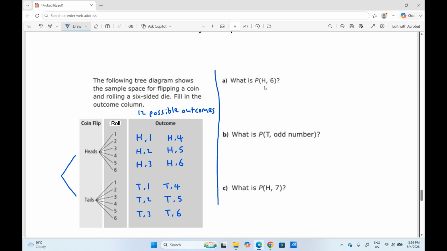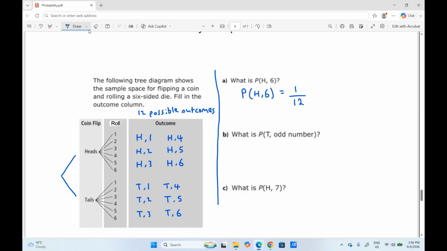For A, it asked me what is the probability of H comma 6, meaning what is the probability of flipping a coin, getting heads, and then rolling a dice and getting 6. Well, if you look on the sample space here, there's only one possible outcome where I can flip a coin and get heads and then roll a dice and get 6. Only one possible outcome. So the outcome that I want is going to be on the top. And it's always going to be divided by my total possible outcomes. Since I have 12 possible outcomes in total in this sample space, the answer is going to be 1 divided by 12. So that's my probability.